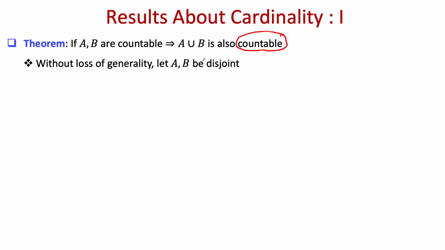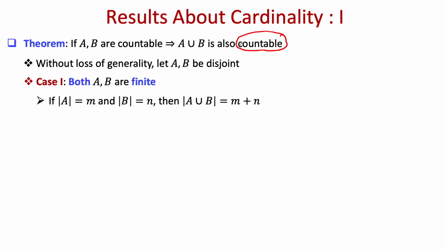First of all, there might be a possibility that A and B are not disjoint, but to keep our proof simple, without loss of generality, we assume that A and B are disjoint. The proof can be simply adapted for the case when A and B are not disjoint. Now we can have various cases depending upon whether A and B are countably finite or countably infinite. The theorem statement was that A and B are countable, and the definition of a countable set is that either its cardinality is finite or its cardinality is the same as aleph null. So we can have three possible cases here.